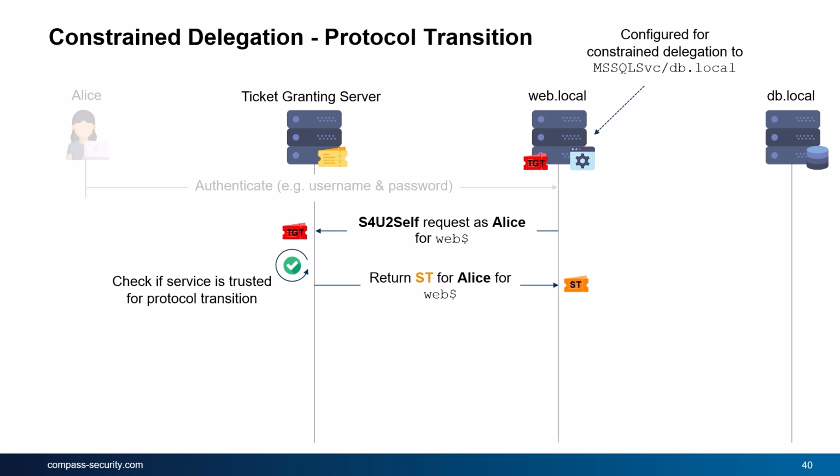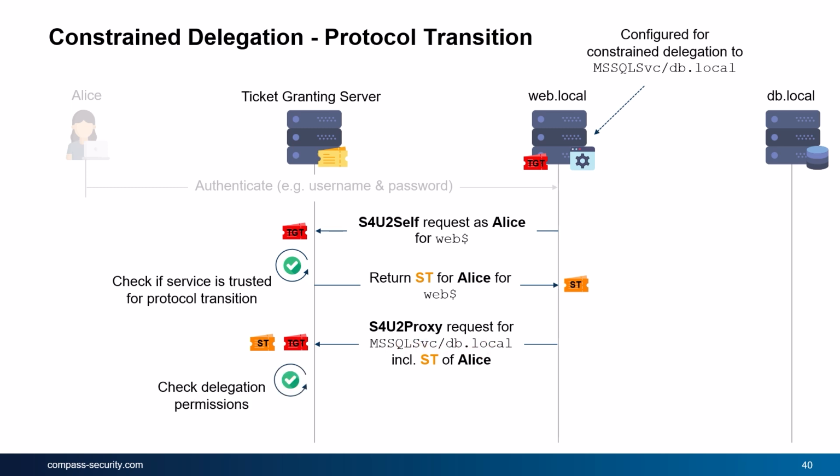With that completed, the next step is then S4U2Proxy, since web.local now has proof of a user being present, essentially, even though that is not technically the case, and it can trigger S4U2Proxy. In S4U2Proxy, it will send its TGT, again, to authenticate itself, and the user presence, so the service ticket that was just previously acquired. And then with that, it will request a service ticket in the name of Alice for the target SPN where it would like to perform the delegation. So in our case, that will be MS-SQL SVC on db.local.